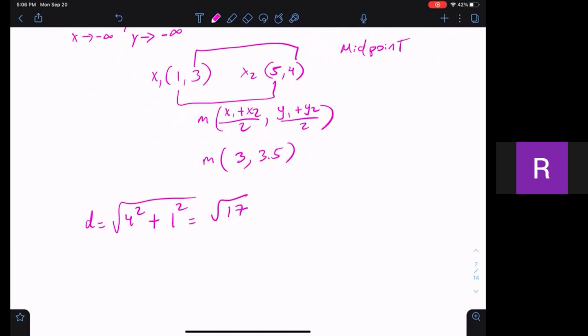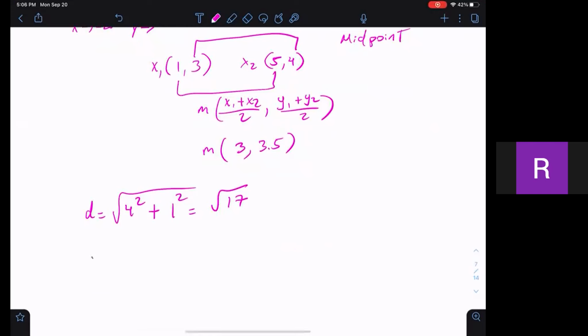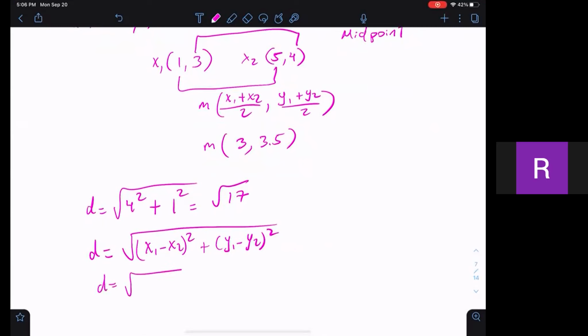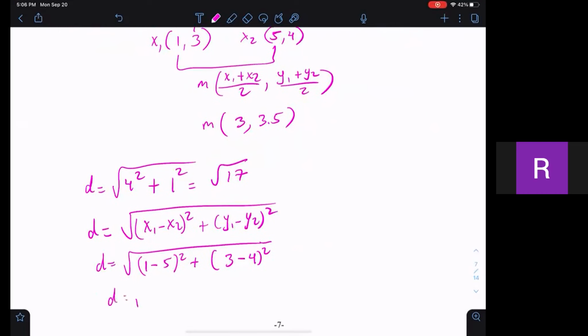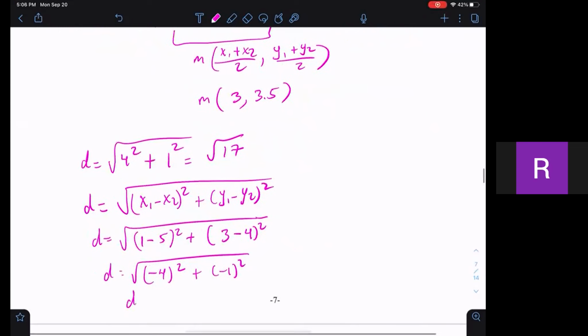That's the distance. Now, if you want to use the formula that they give you in the book, same thing. You will get the same result. This is the square root of x1 minus x2 squared plus y1 minus y2 squared, right? So the distance equals, what is x1? 1 minus x2, which is 5, squared, plus y1, which is 3, minus y2, which is 4, squared. So you get the same, you see? This is going to be -4 squared plus -1 squared. This is going to be 16 plus 1, that's going to be 17. So that's the answer. Same as before.